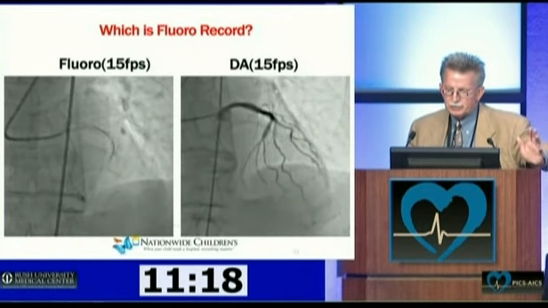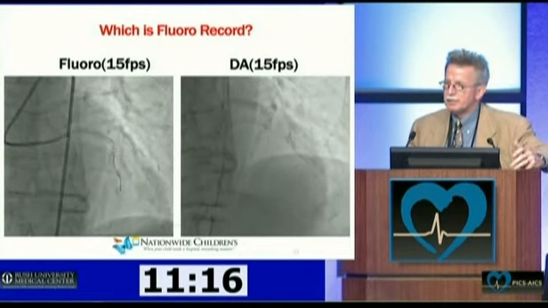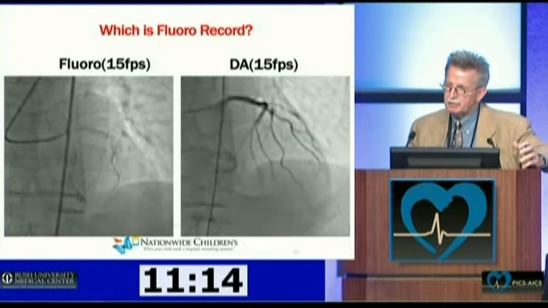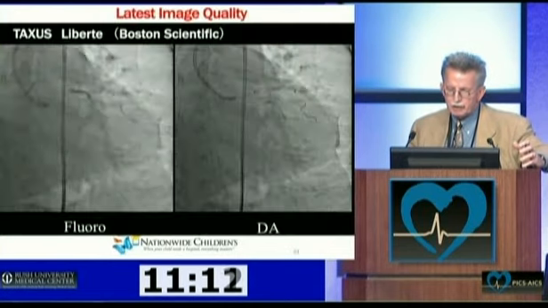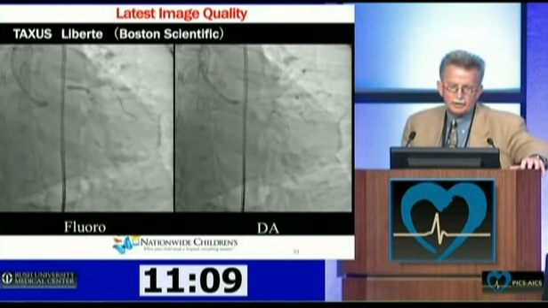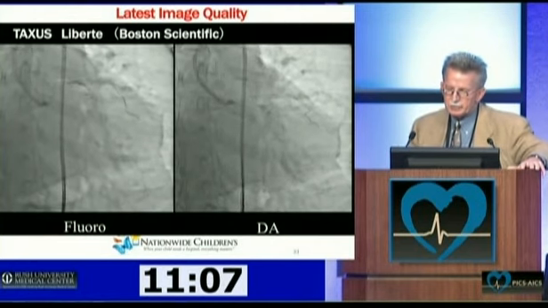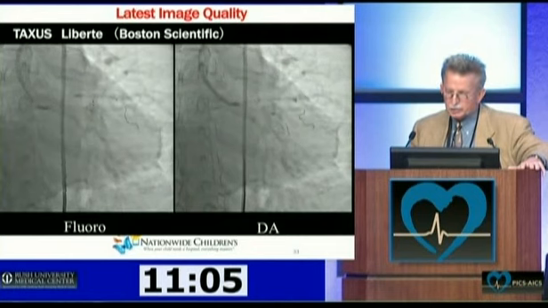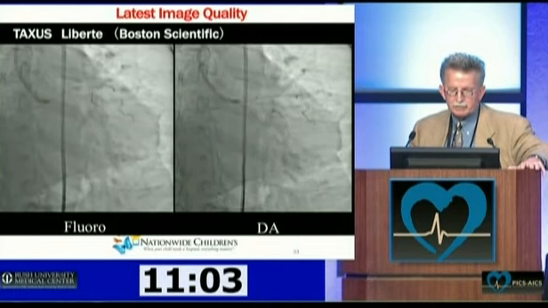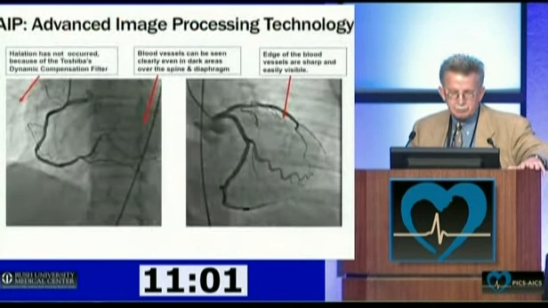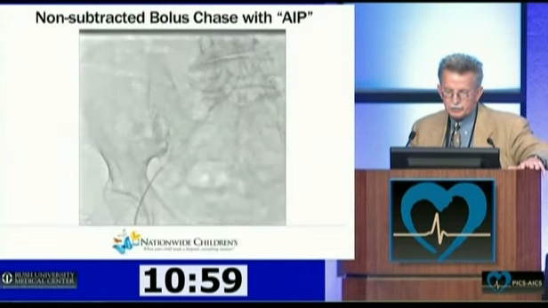And it turns out you can see there's not a lot of difference, and certainly from a standpoint of being in the lab and doing your procedure, there's not really any difference. This is one of the new Texas Liberty, and you can see again fluoro and digital acquisition are very, very similar. And you can see some of the coronary work here with the same thing.